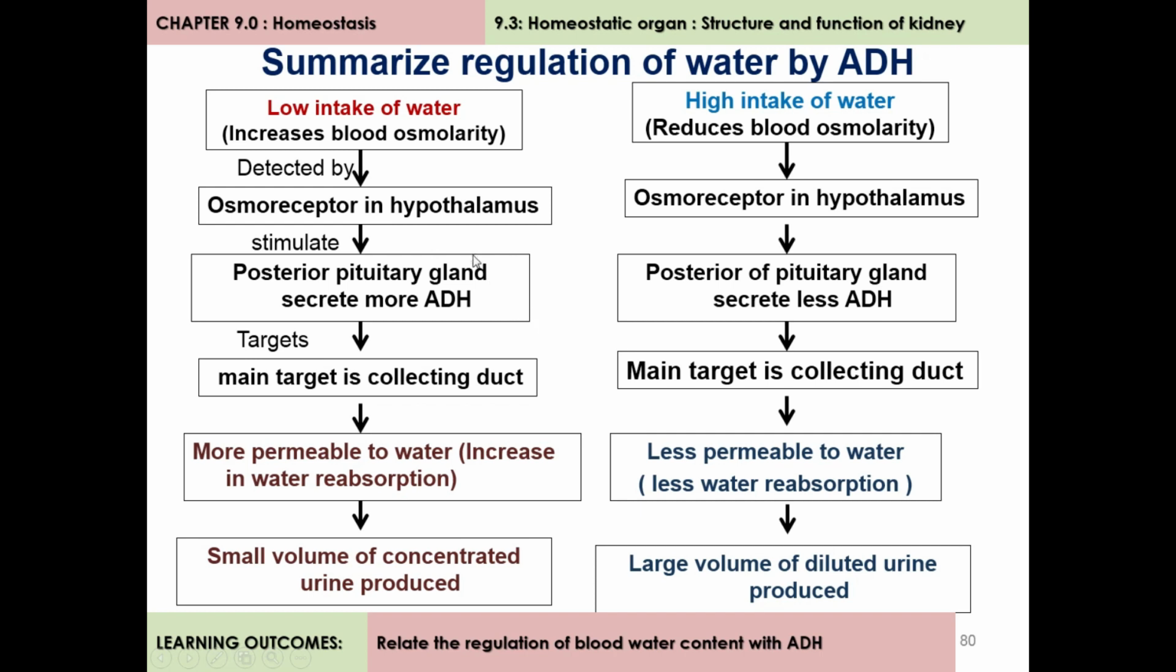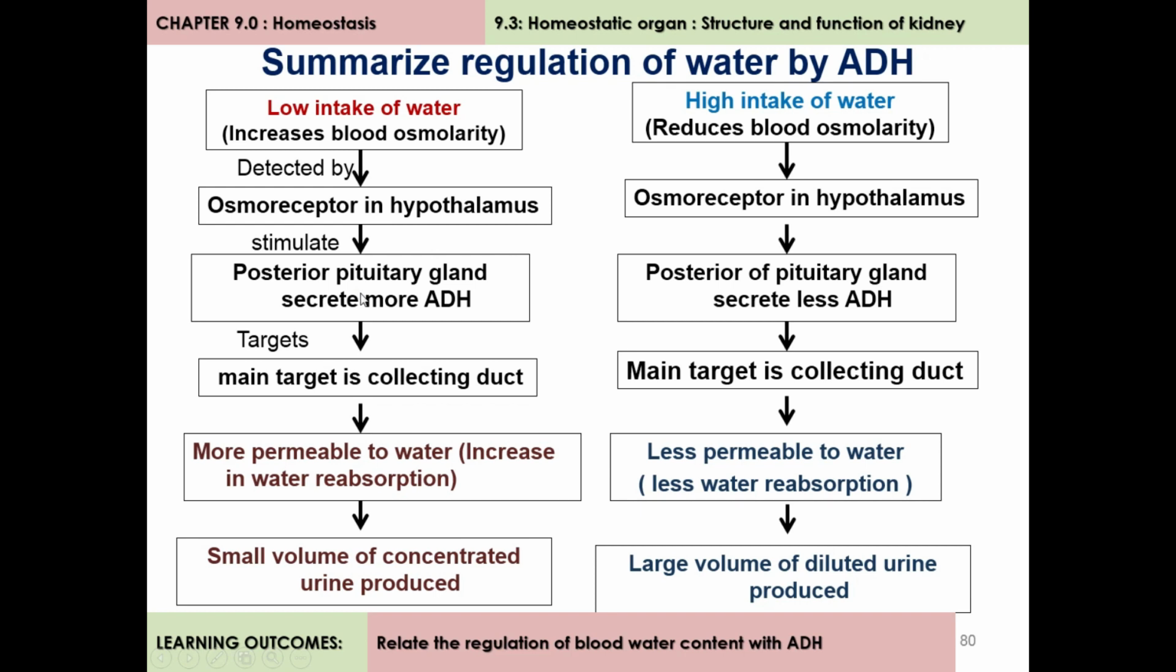Okay, the last one is regulation of water by ADH. Is it produce concentrated urine ataupun dilute urine? Okay, first one, low intake of water. Okay, low intake of water, it will detect by osmoreceptor in hypothalamus. Okay, the posterior pituitary gland secrete more ADH.